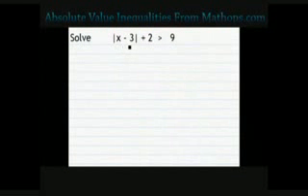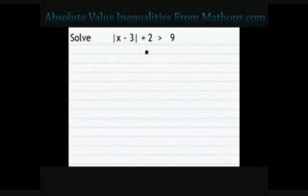Solve the absolute value of x minus 3 plus 2 is greater than 9. The first step is to isolate the absolute value statement. Subtract 2 from each side to get the absolute value of x minus 3 is greater than 7.